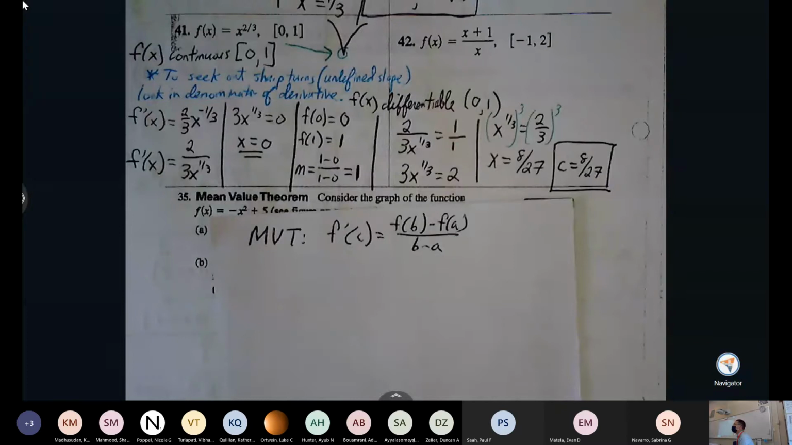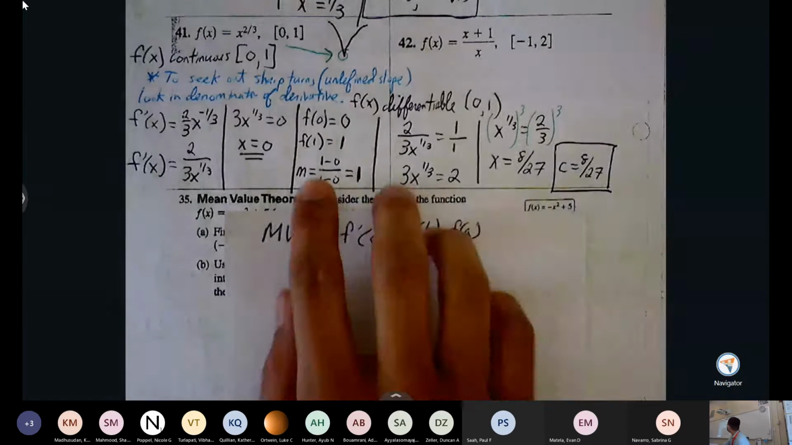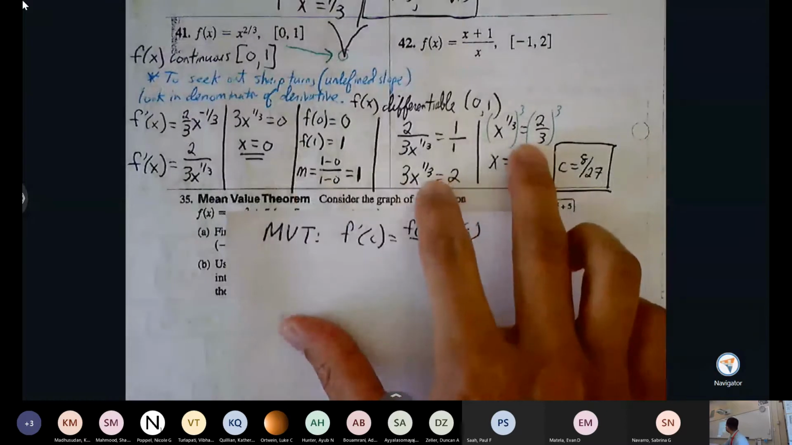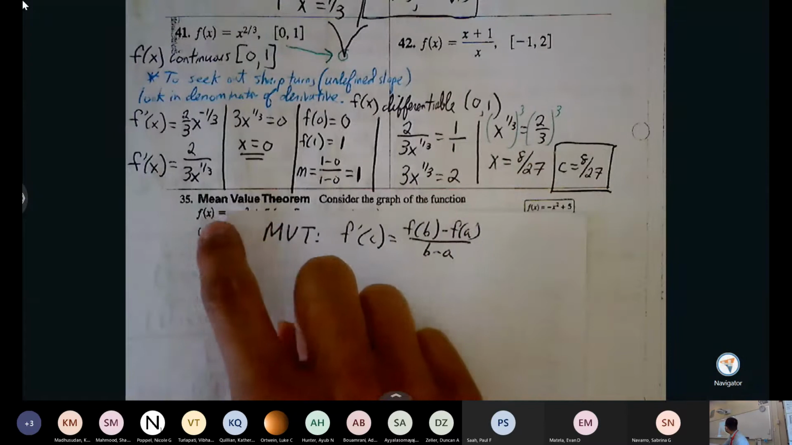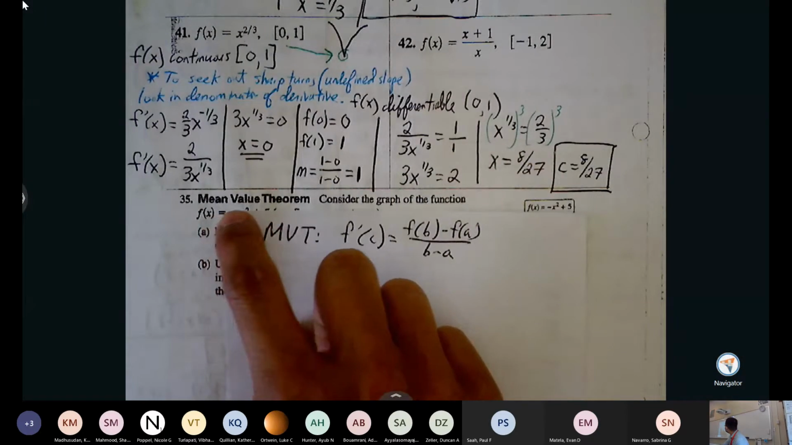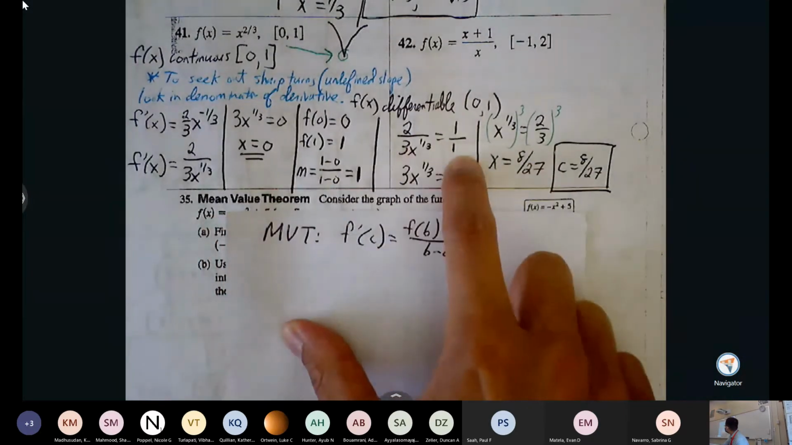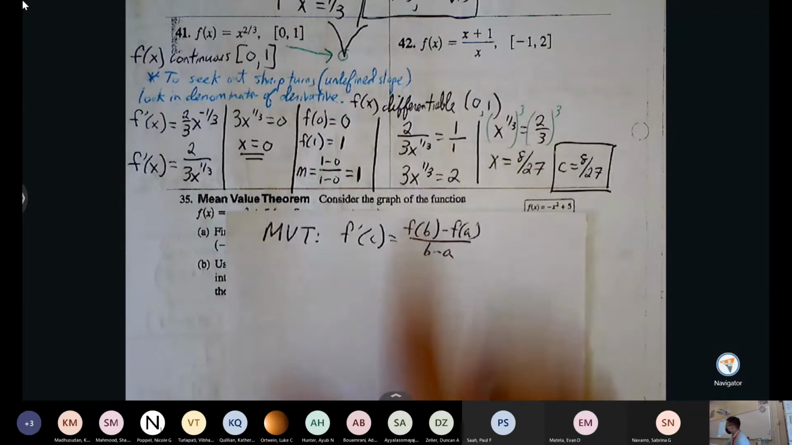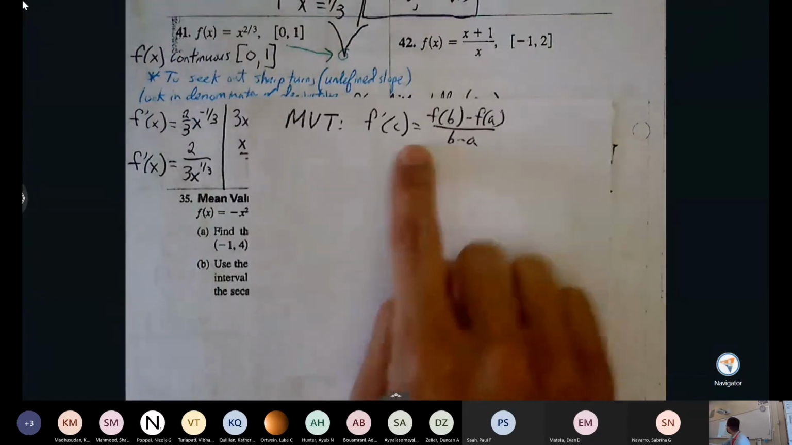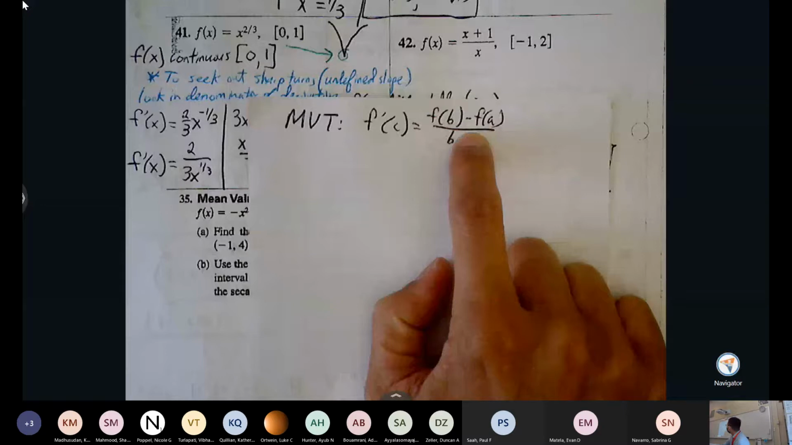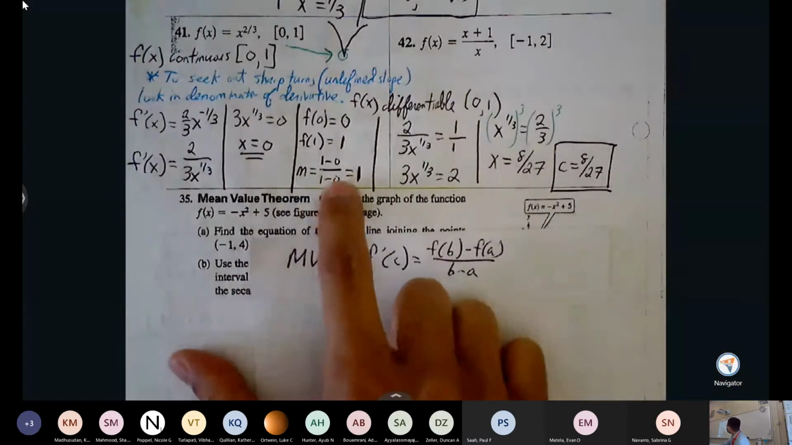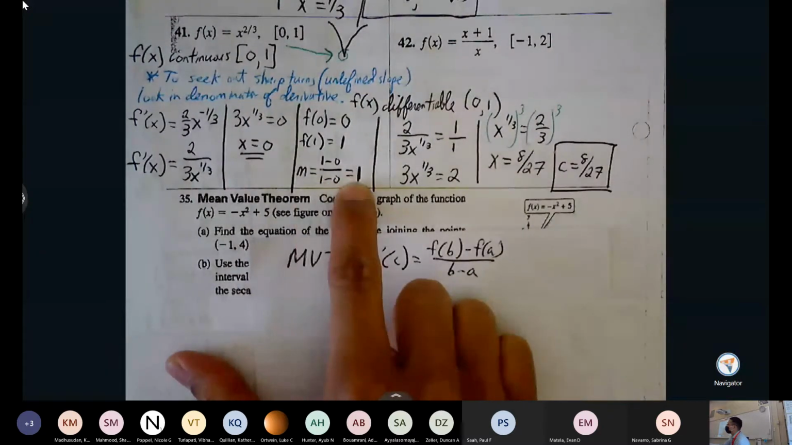Yes. Okay, so when I did it, I set the 2 over 3x to the 1/3 equal to 0. Let's see. Oh, you said equal to 0? Is that what you did? Okay, so what we need to do is we need to set the derivative equal to the average slope. Okay. So the average slope is this f of b minus f of a over b minus a.